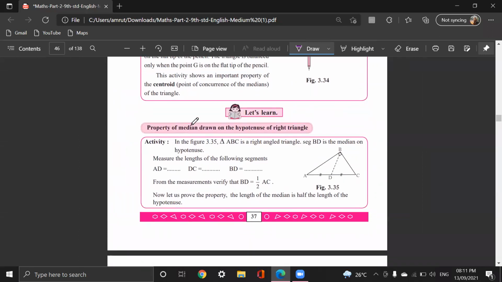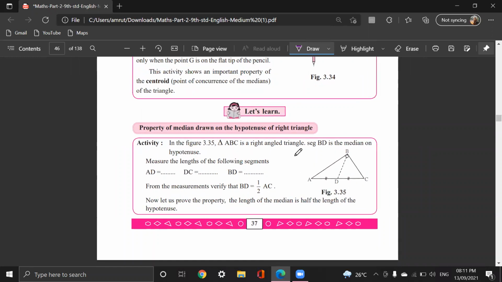Now the property of the median drawn on the hypotenuse of a right angle triangle. This is also very important. So in figure 3.35, triangle ABC is a right angle triangle. Till now we have studied that in any triangle we can draw a median. But here let us try it in the right angle triangle.